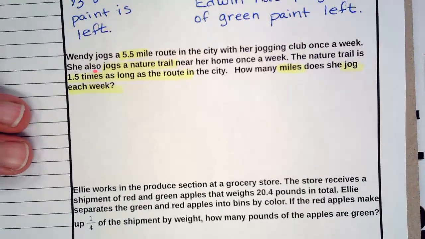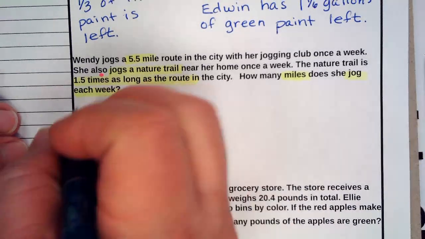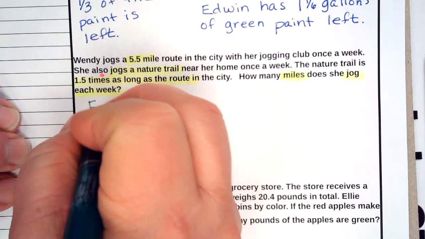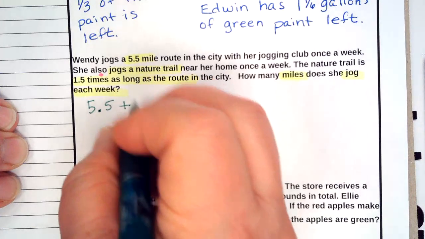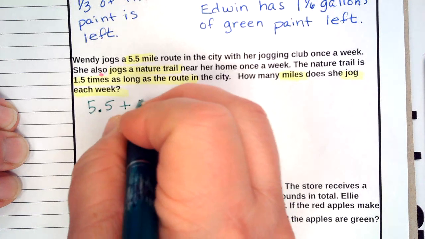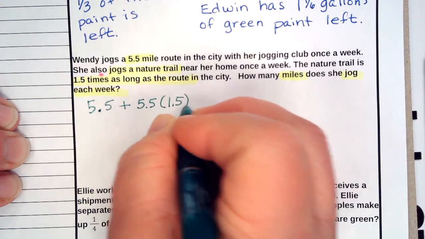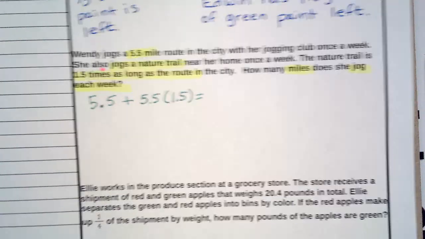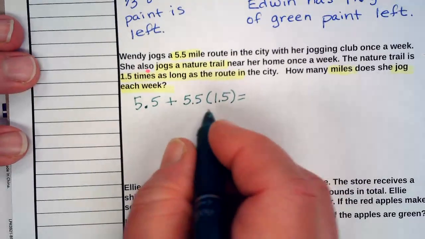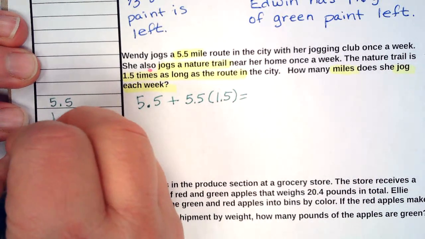So what do we start with? Well, we start with what happens first. First, she jogs the 5.5 miles. That's first. Plus, later she jogs the nature trail, which is that 5.5 times 1.5. Okay, so I have to know what this number is. 5.5 times 1.5.